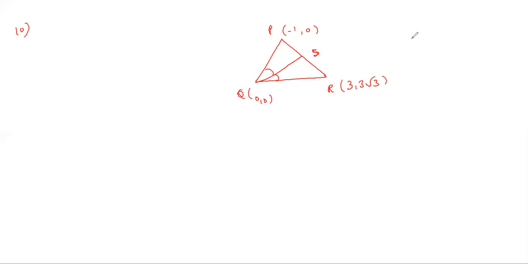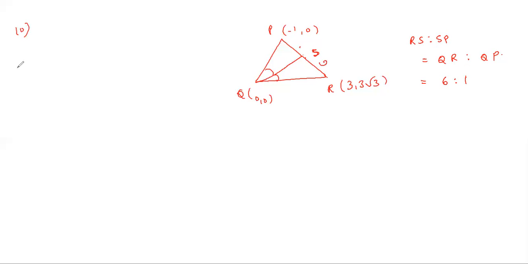But RS is to SP ratio. The angular bisector divides the opposite side in the ratio of the adjacent sides, QR is to QP. Correct? Yes, sir. RS is to SP means RQ is to QP. What is the length QR? 9 plus 27, 36, 6. QP is 1. So the ratio is 6 is to 1.